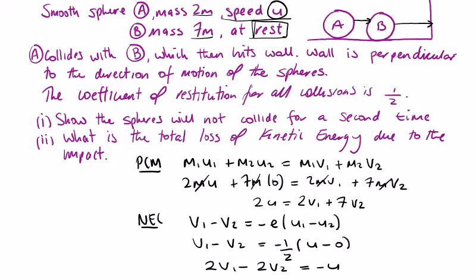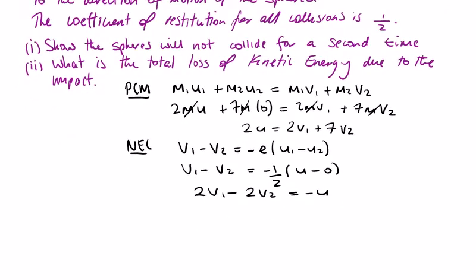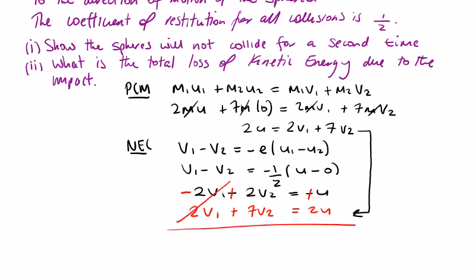So I need to solve these two equations for v1 and v2. You can see here I have a 2v1, so why don't I make this line here negative. If I change color, minus plus plus, and then bring this line down. I'm going to get 2v1 plus 7v2 is equal to 2u. So I'm going to get 9v2 is equal to 3u, or v2 is equal to 3u over 9, which is equal to u over 3.